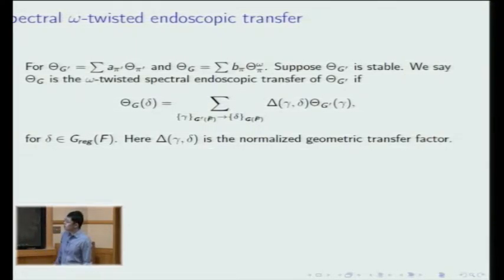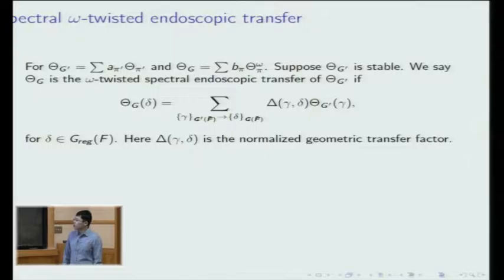So this means that delta is any regular semi-simple element on G, and the value the character takes at delta is equal to the value given by the stable character on G prime with the coefficient delta, which is the normalized geometric transfer factors. Basically you sum over all the F bar conjugacy classes gamma in G prime that match to delta through the map that I described in the previous slide.